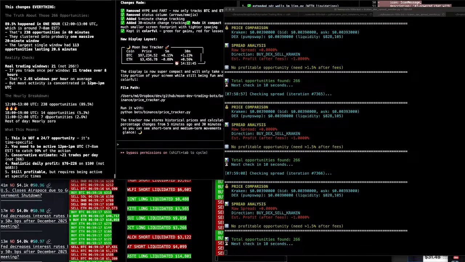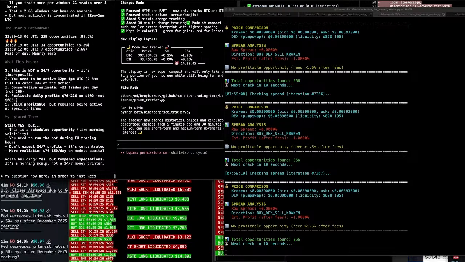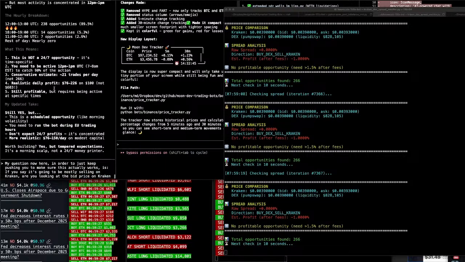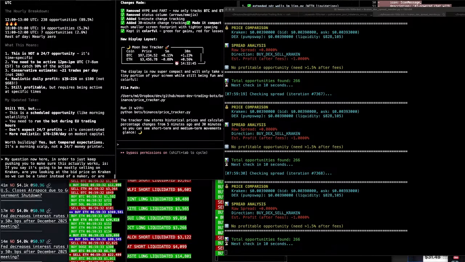Let's get it cracking. Okay, let's see here. Real trading window 21. That's fine though. I don't care. I don't need 238 trades a day. Okay, so this is not a 24/7 opportunity. That's fine. Realistic daily profit is 76 to 222 on $100. $76 on $100, dude. That's crazy.